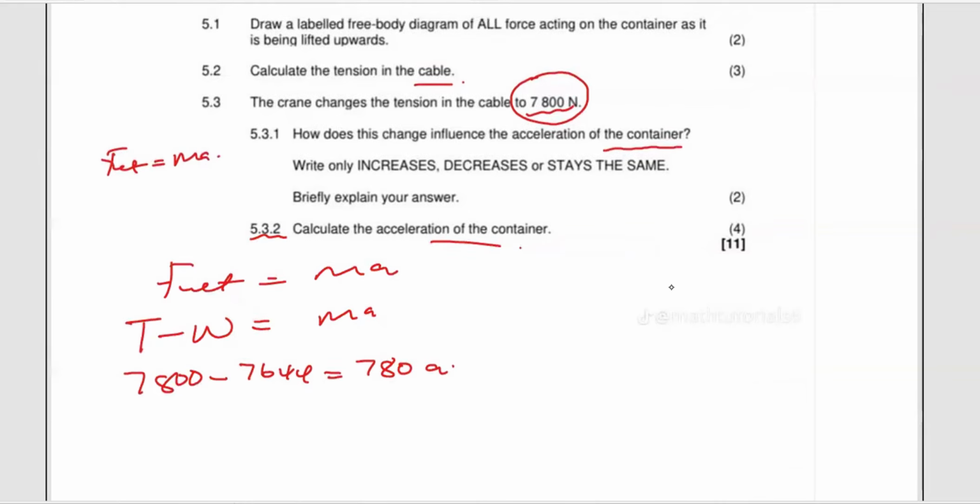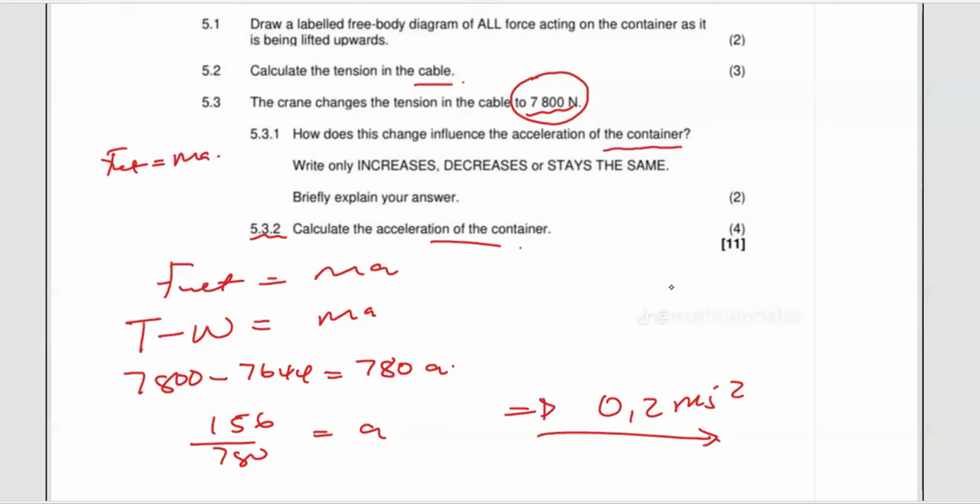Then we subtract that side. So 7.8 minus 7,644, I'm getting 156. Then I'll divide this by 780 so that I get my acceleration value. And that gives me something like 0.2 meters per second squared. So that is question number 5.